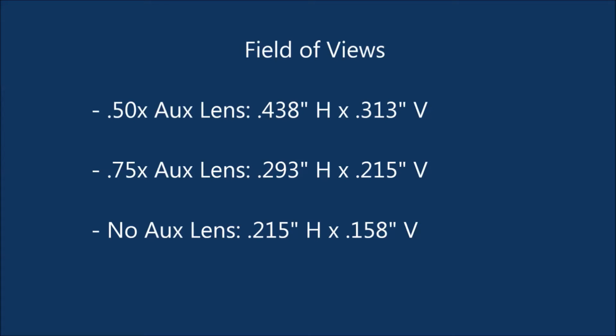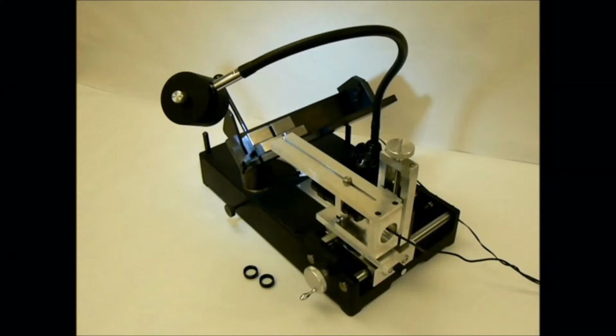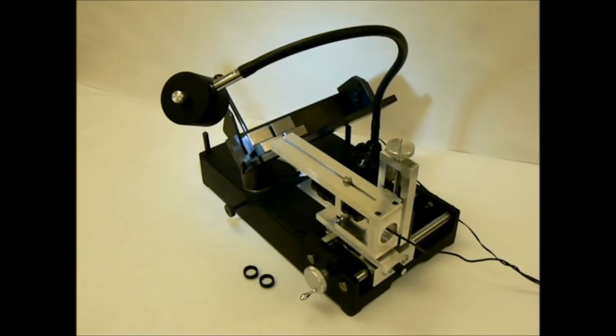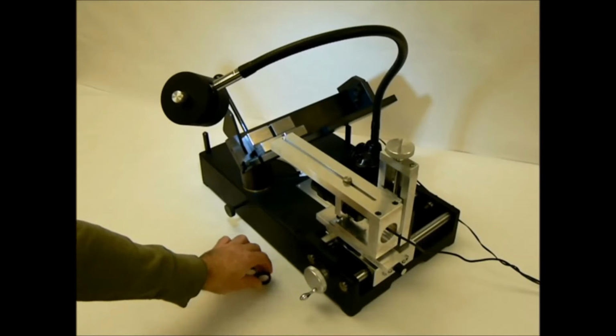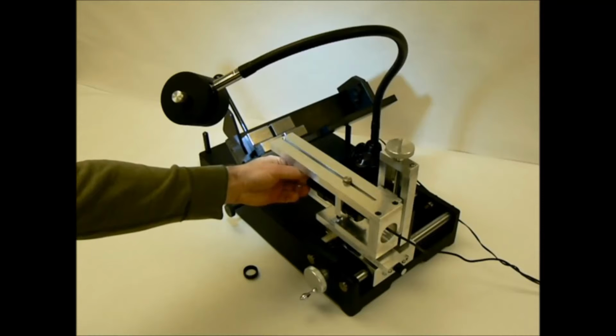What field of view is basically telling us is the largest tool that will fit the screen for each auxiliary lens configuration. For example, with the 0.5x auxiliary lens, a 0.313 diameter tool will completely fill the screen vertically. The auxiliary lens configuration is very easy to change. Simply grab the lens of choice and thread it onto the end of the system.